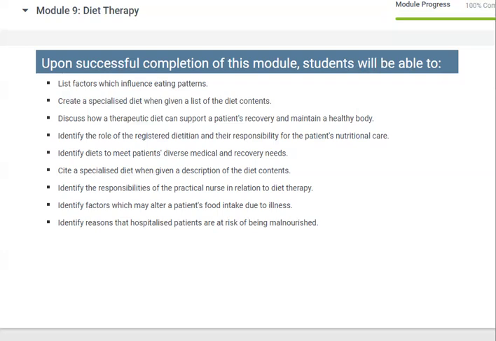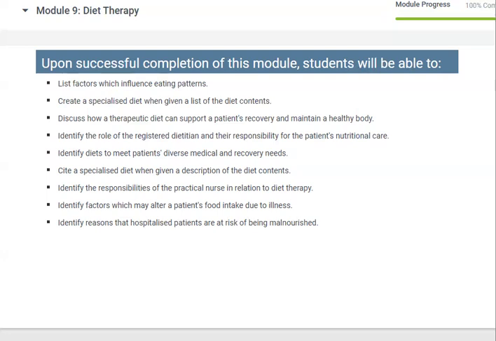the diet contents, identify the responsibilities of the practical nurse in relation to diet therapy, identify factors which may alter a patient's food intake due to illness, identify reasons that hospitalized patients are at risk of being malnourished.